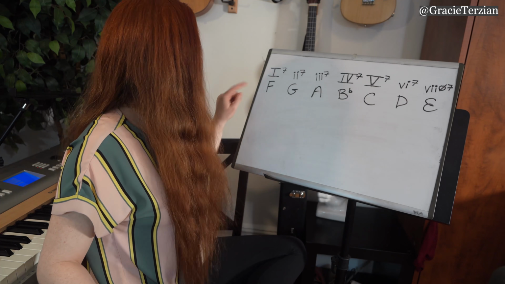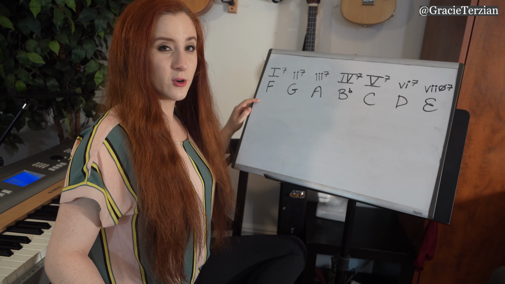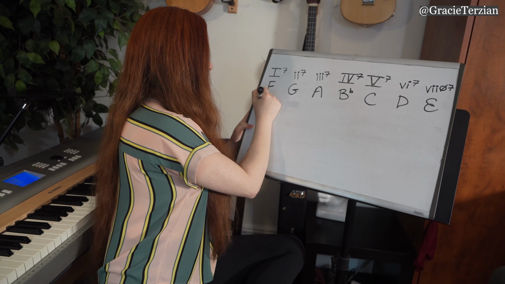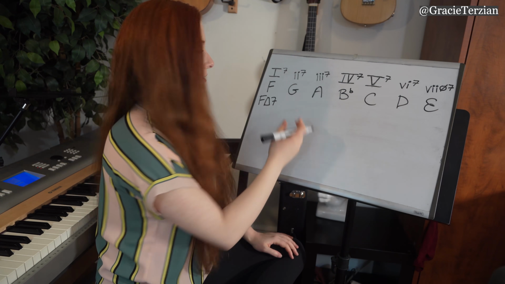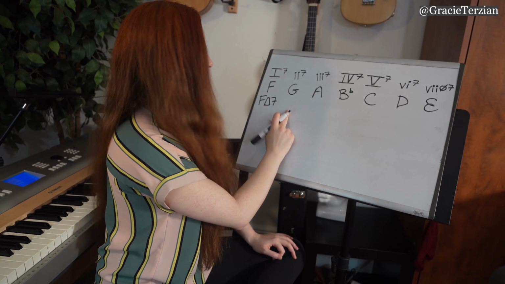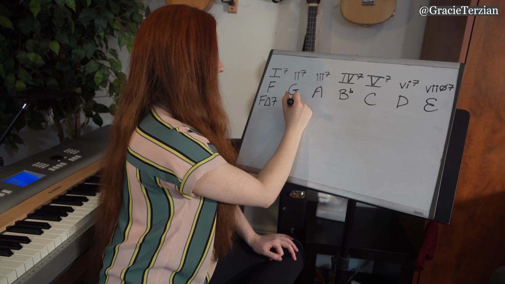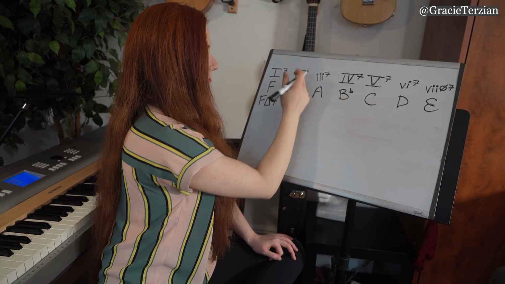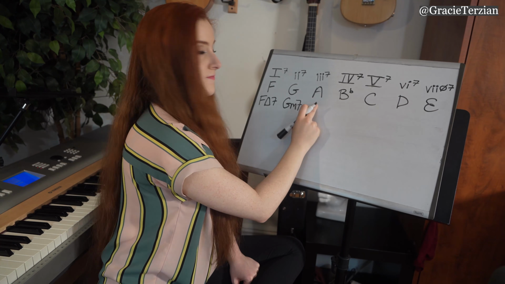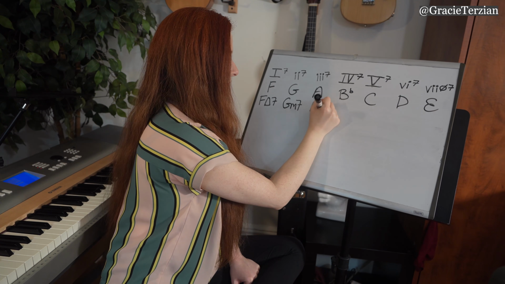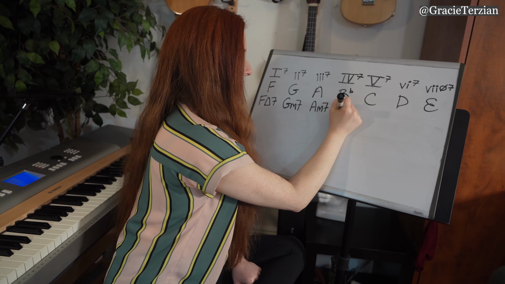The first chord is a major 7, right? So that means our first diatonic chord will just be F major 7. Then the second chord will be what? We know it's going to be G something, right? Because it starts with G. And then minor 7, right? Because it's a lowercase 2 with a 7, minor 7. All right, the third chord is A minor 7. The fourth chord is B flat major 7.